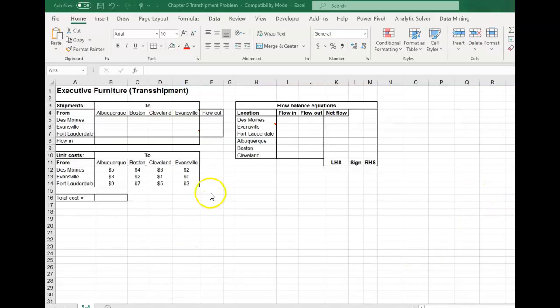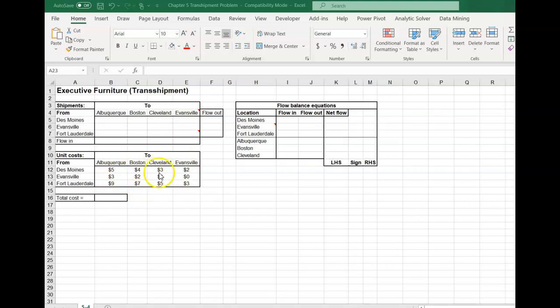I've created a template here, which I'm going to fill out with formulas and numbers from the examples so that we can get to the solution for this particular transshipment problem. One thing you can note here is that in the earlier transportation problem, you had Des Moines, Evansville, and Fort Lauderdale as the supply nodes and Albuquerque, Boston, and Cleveland as the demand nodes. Now we have added Evansville as a demand node as well because it's serving the purpose of a transshipment node, which means that shipments can go into Evansville as well.